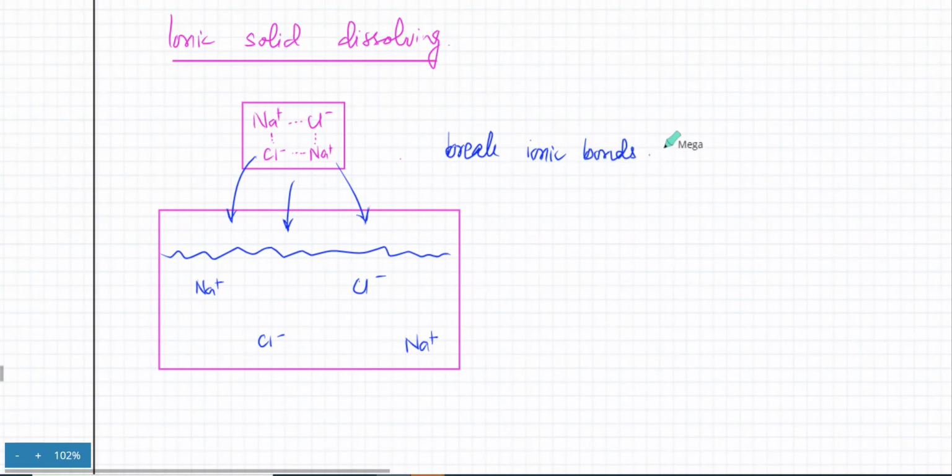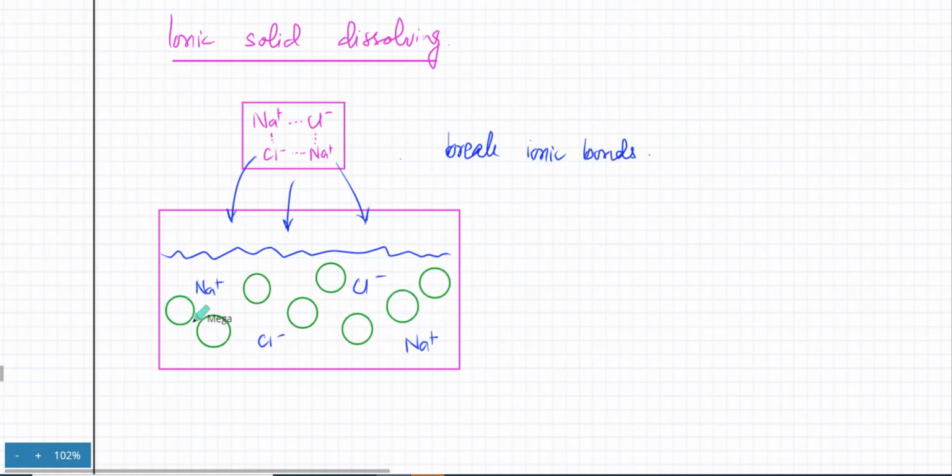That's the first step. And what type of bonds are formed? The water molecules are going to come in. So you're going to have all these water molecules that are going to come in the way, and there would be lots of water molecules. They're going to be everywhere. The water molecules are going to prevent the sodium ions and the Cl ions from joining up again to form the crystals. So what are the new bonds formed? That's the second step. The new bonds formed are with water.